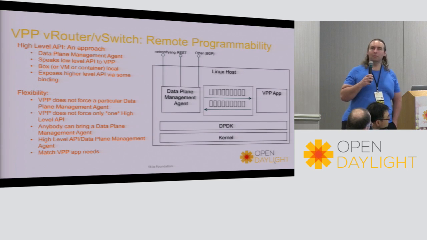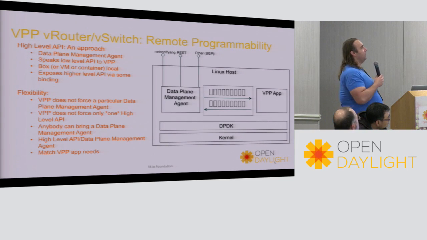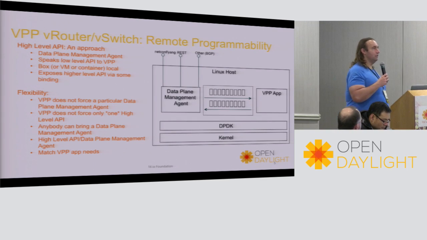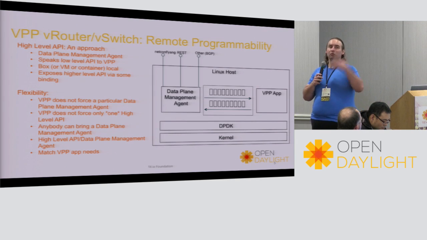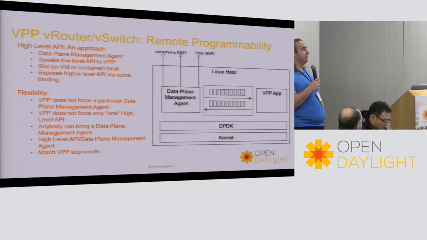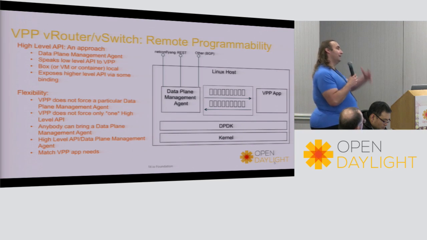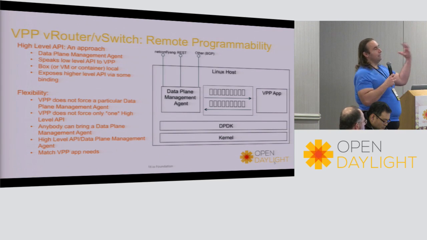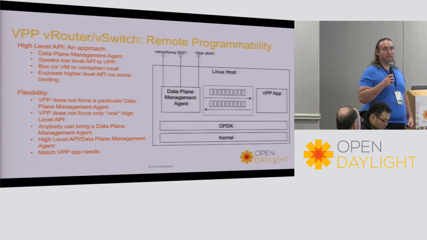So the model for how you go about programming, a remote programmability model for VPP, is you have a data plane management agent, which is an external application, that can expose whatever high-level API you would like. And that data plane management agent translates to the low-level API and speaks that to VPP. Obviously, it needs to run locally on the same box of the VPP instance.